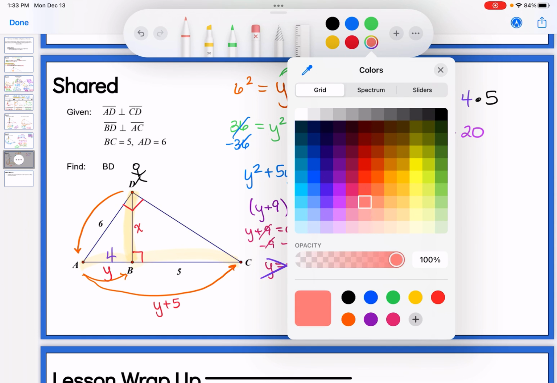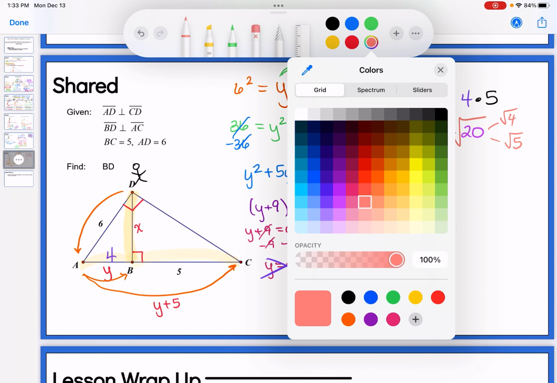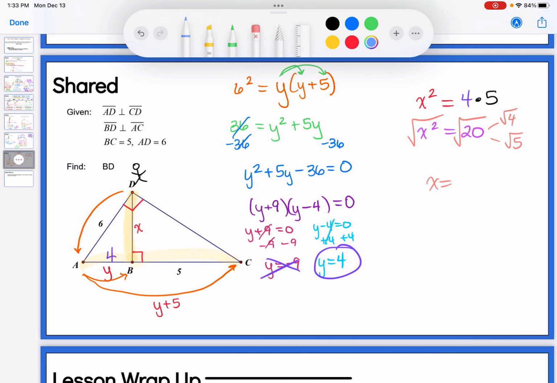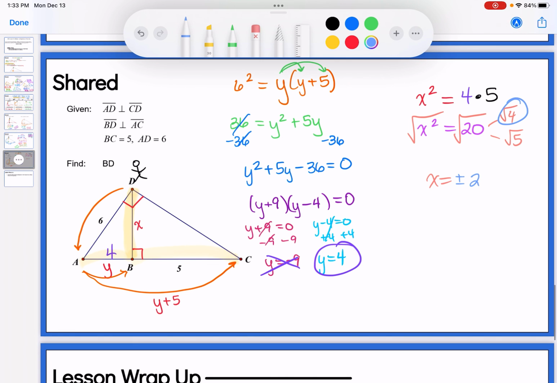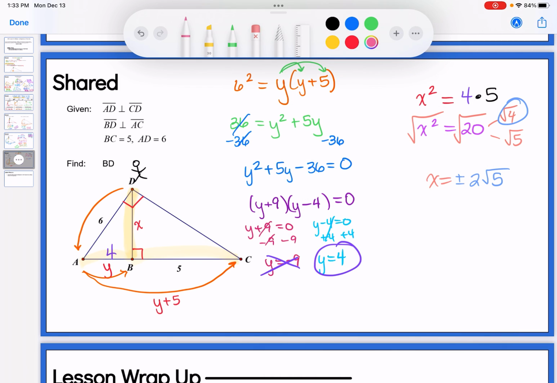Square root both sides. Ooh, 20 is not a perfect square. Square root of 4 times the square root of 5. x equals, 4 is a perfect square. Square root of 4 is 2. So plus or minus 2 radical 5. But x is a side length, so negative doesn't make sense. So I'll cross off the negative. So x equals 2 radical 5. That is what BD equals.